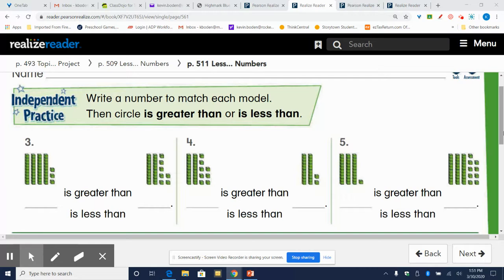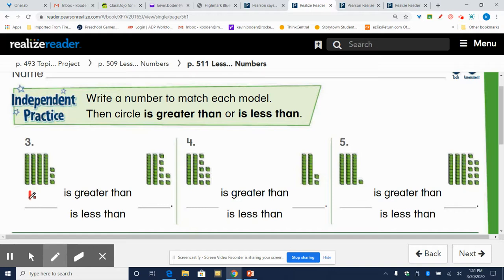So let's start by reviewing this little bit that we did right before we left for break. And it's just very simple. It says write a number to match each model, then circle is greater than or less than. And a little trick that I showed my class, I will show you right now. We'll see if it helps you, okay? So to find out if something's greater than or less than, I always count the tens the fast way by saying 10, 20, 30, 40. There's no more tens, so stop counting the fast way. We go 40, 41, 42, 43.